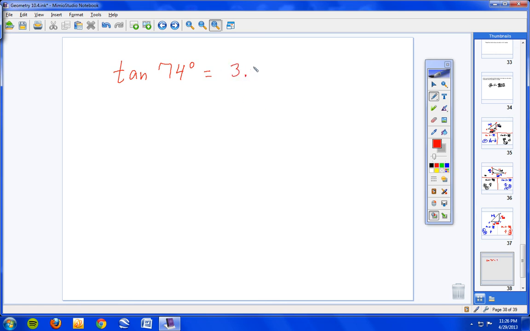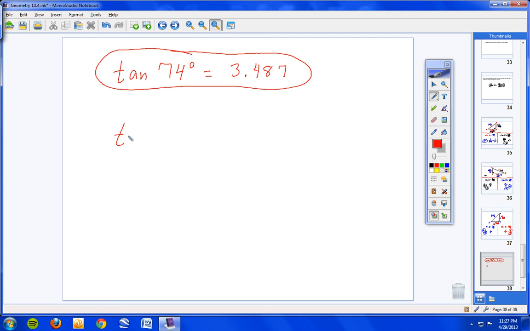Now, I wish I could be there to help you. You might have to go to Miss Walker or Miss Calvert later and say, hey, my calculator is not in degrees. Can you help me get my calculator in degrees? All right? Throwing it against the wall quite often helps. I'm kidding. So tangent of 74, if your calculator is in the right mode, you should get 3.487. If not, try to figure it out on your own.